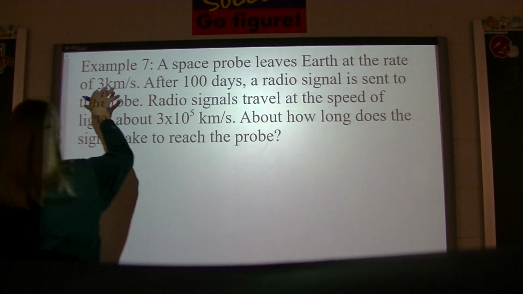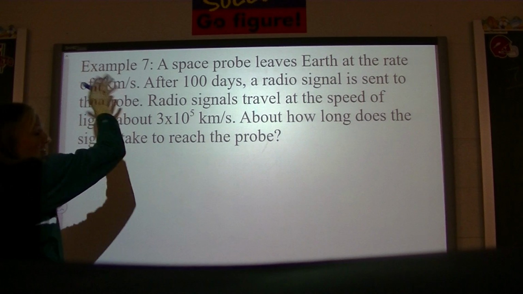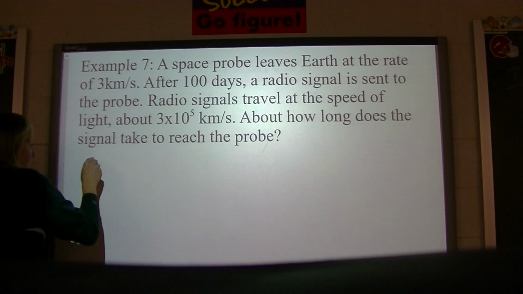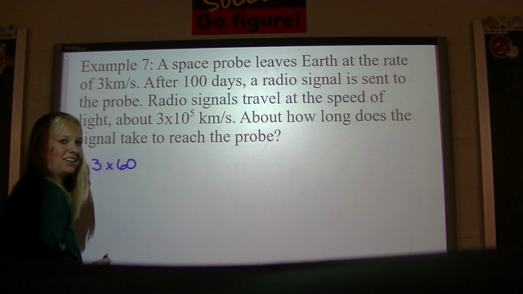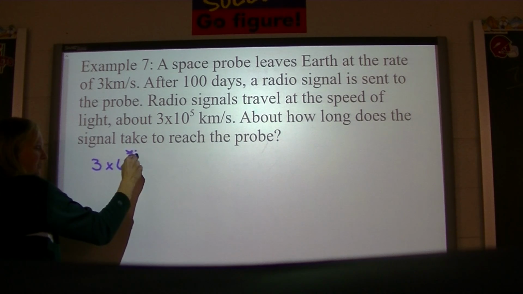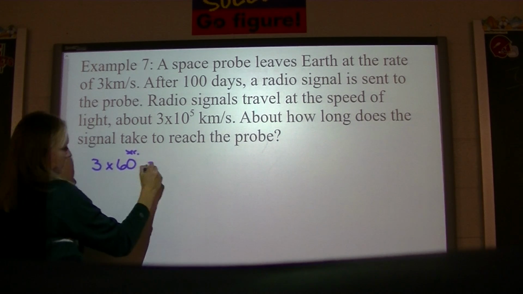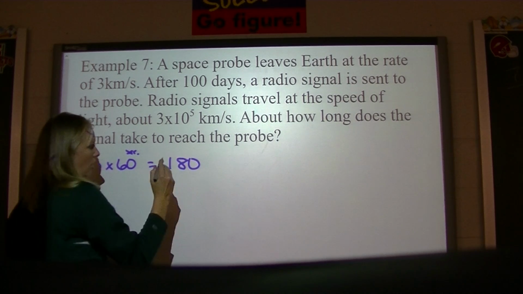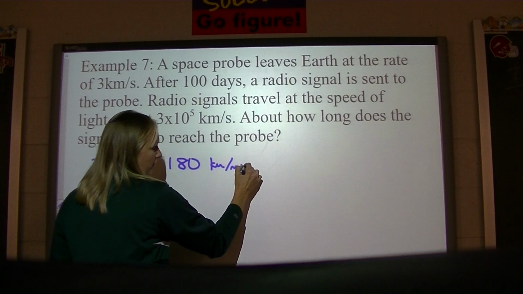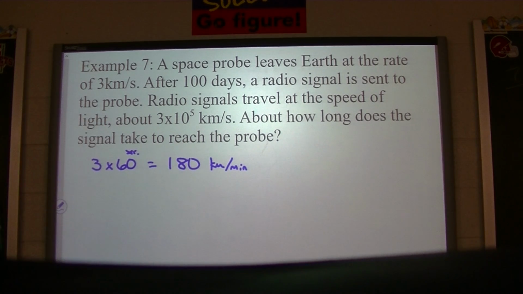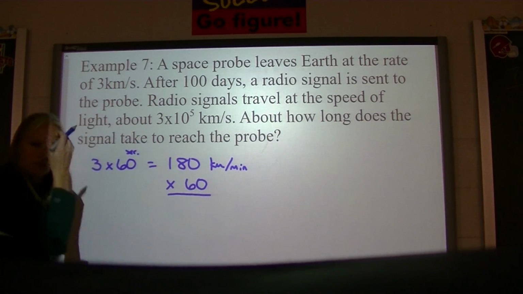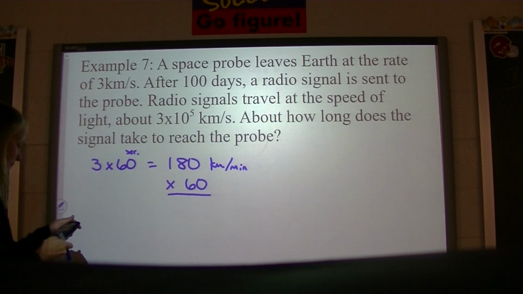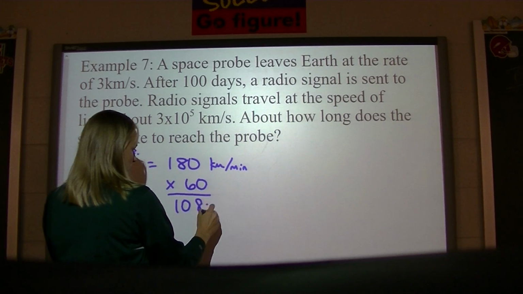So we have to convert this 3 kilometers per second to figure out how far it goes each day. I'm going to go from second to minute. There are 60 seconds in 1 minute. So 3 times 60 is 180. Now I'm at 180 kilometers per minute. But we're not even close to days yet. So now I have to convert from minute to hour. Again, how many minutes are in an hour? 60. So 180 times 60 is 10,800.